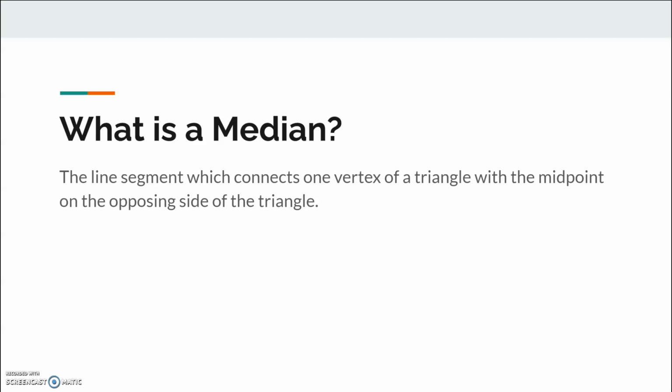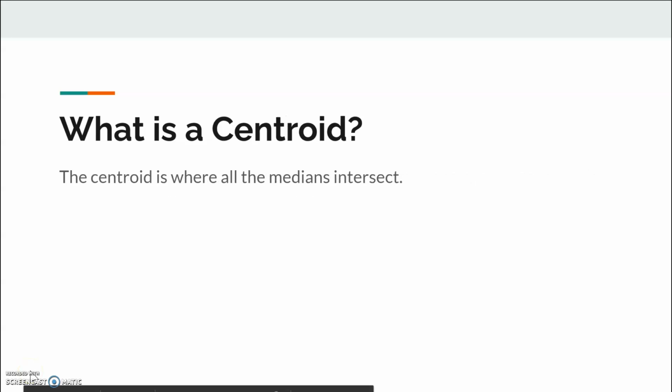To start off, I will explain what a median is. A median is a line which connects one vertex to the midpoint of the opposite side of the triangle. There are three medians because there are three vertexes on a triangle. These medians will always intersect in one point. The point where the three medians intersect is called the centroid.